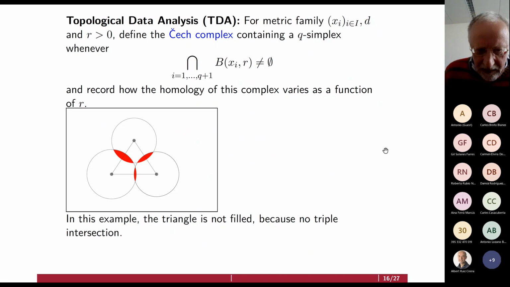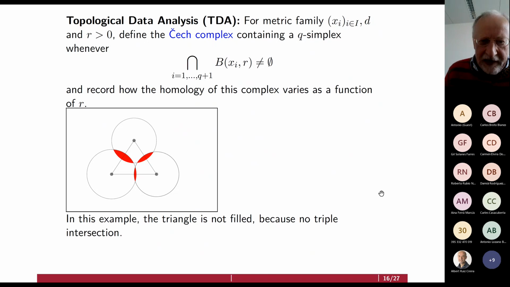So again, here we have the situation where we have 3 points. These are radii, so they're just part of the metric space. And these 3 points span 3 edges, because the corresponding balls of that radius R do intersect pairwise, but the simplex, the triangle, is not filled because we don't have a triple intersection. That is how the topological data analysis works.